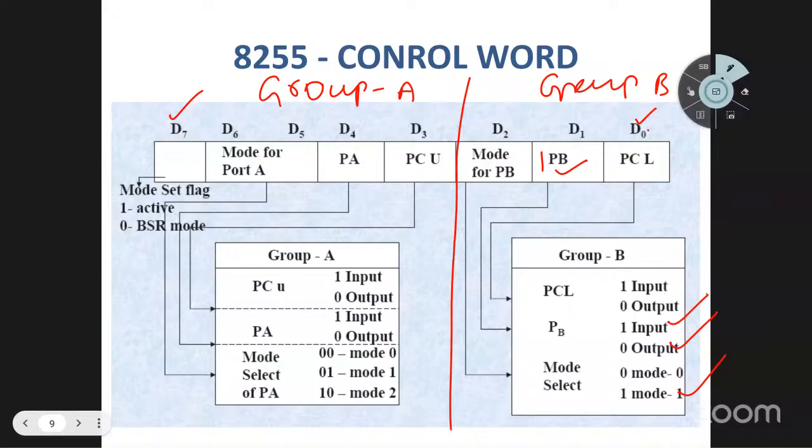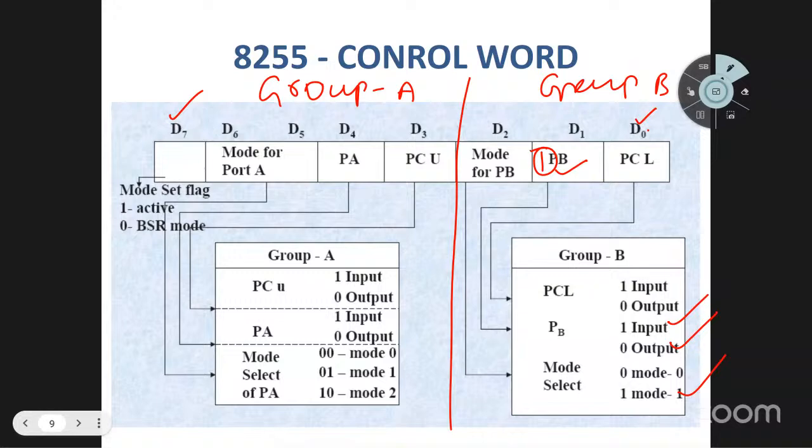if the PB place has 1 in the control word register, then that is the input port, port B is the input port. In place of PB, the D1 bit, if it is 0, that can be treated as port B being the output port. Similarly, this applies to all ports.